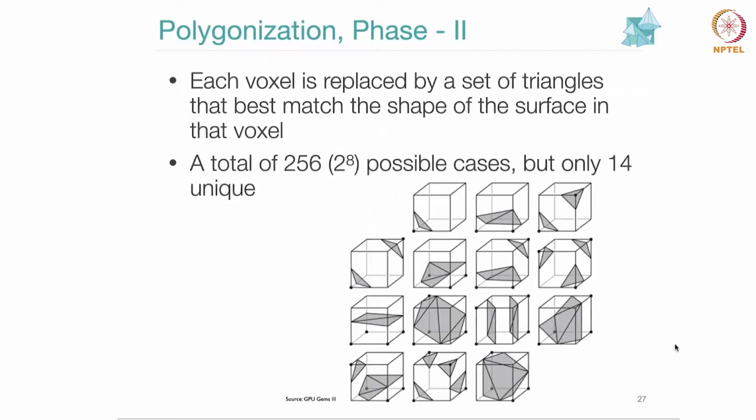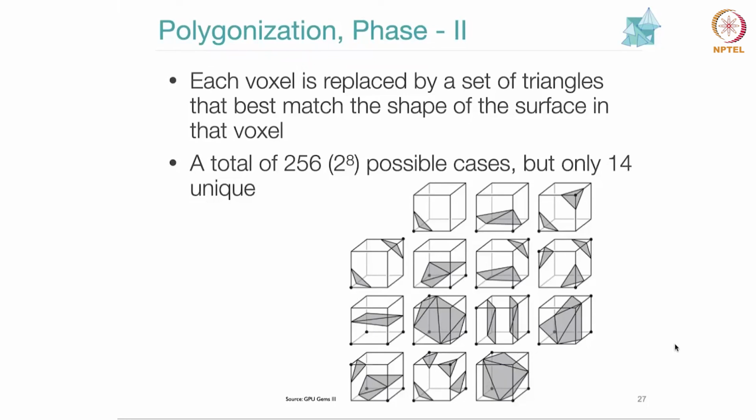Now, depending on the number of positive corners and negative corners, or the lower corners and higher corners in the cube, there are different configurations of triangles that the surface passes through. Remember, we are triangulating now. We are converting the implicit field into triangles. So therefore, these are the functions.